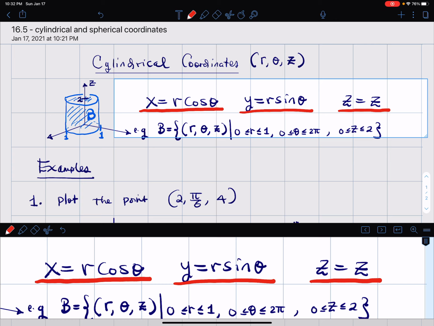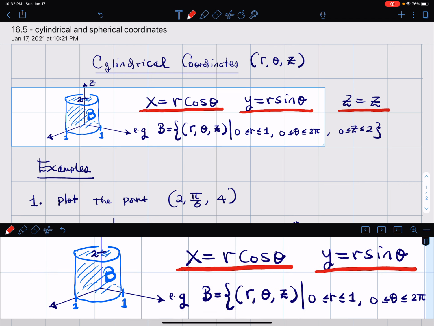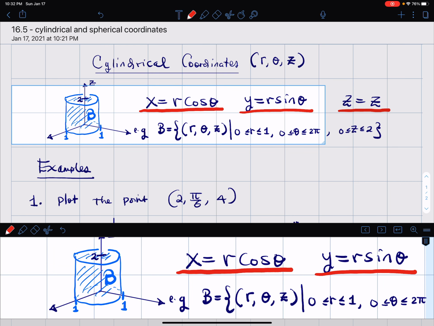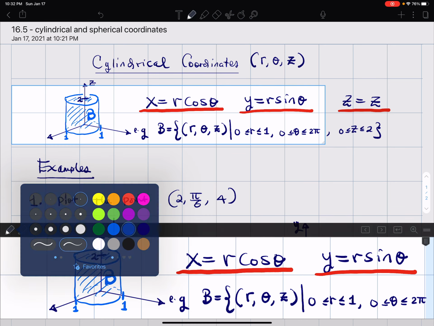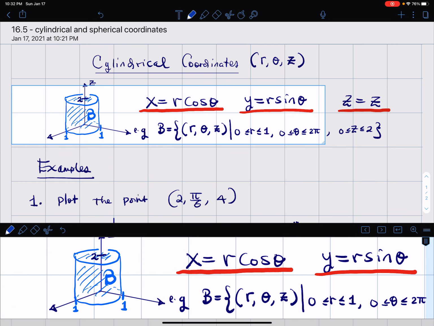We're not going to convert z to anything. So for instance, let's look at a region, this region B. The region is a cylinder. Think of it as a cylinder whose radius is 1. The radius of this cylinder is 1 over here, and the height of the cylinder is 2.